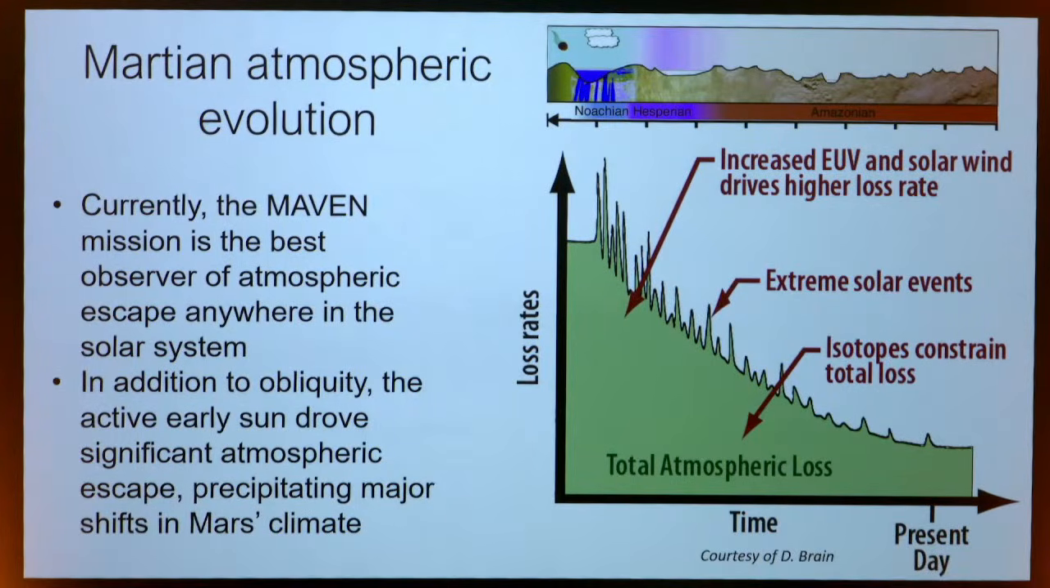So I want to start with Martian atmospheric evolution on the huge, huge scale. I'm the PI of MAVEN, and MAVEN is the Mars Atmosphere and Volatile Evolution Mission. And it's actually the best observer of atmospheric escape anywhere in the solar system right now. And that's both a good and a bad thing.